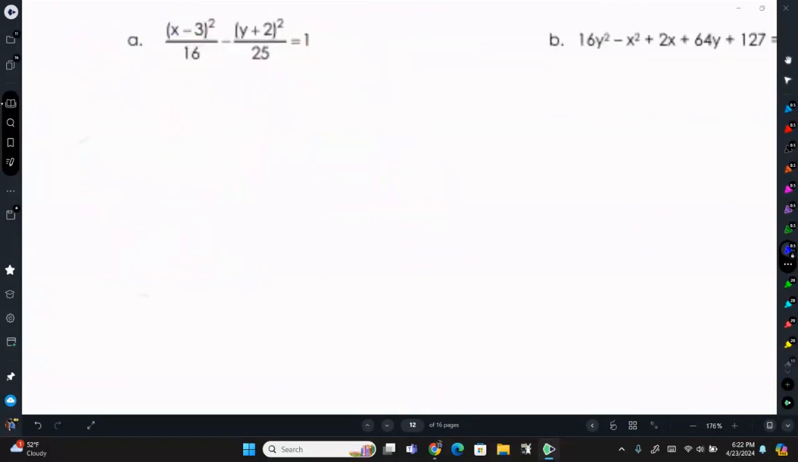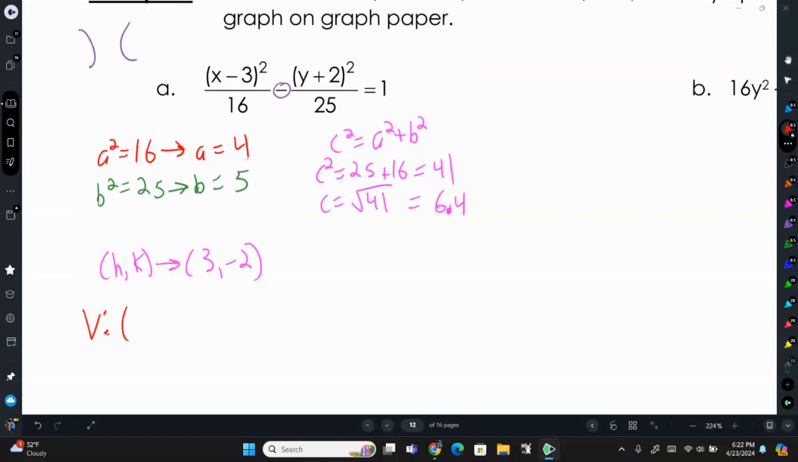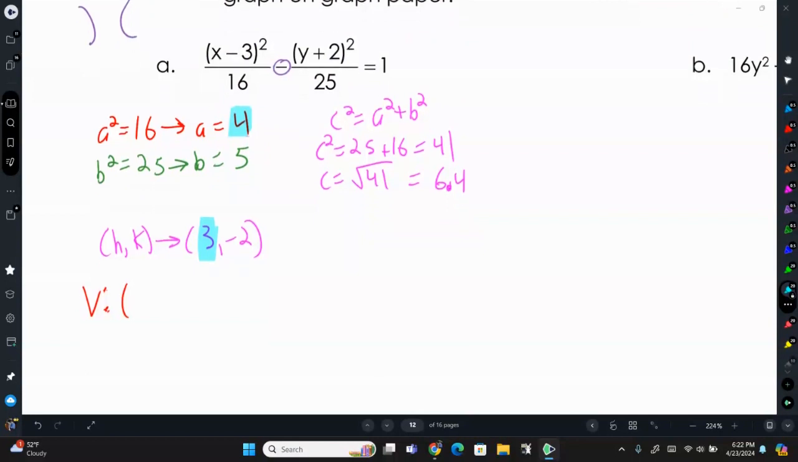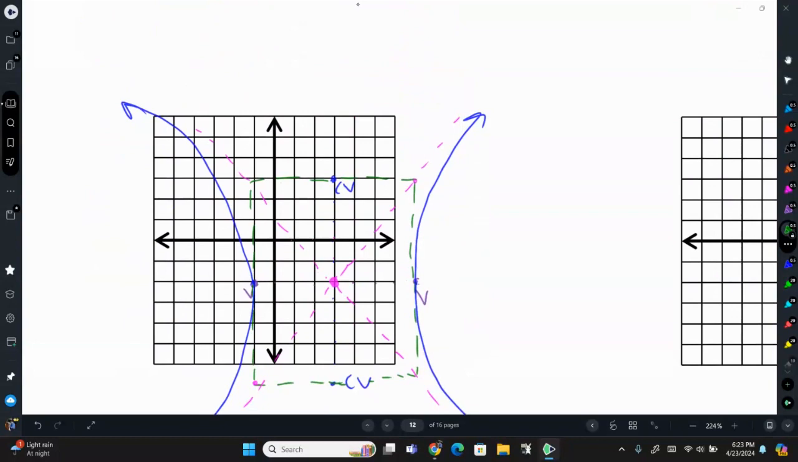All right, so now our information. We give our center, our vertices. Well, for our vertices, because it was horizontal, we added the a value to the x coordinate of the vertex. So instead of writing them separately, we can say 3 plus or minus 4 comma negative 2, because that's what we did when we drew it. We took our center, which was at x equals 3, and we added 4 and subtracted 4 to get our vertices.